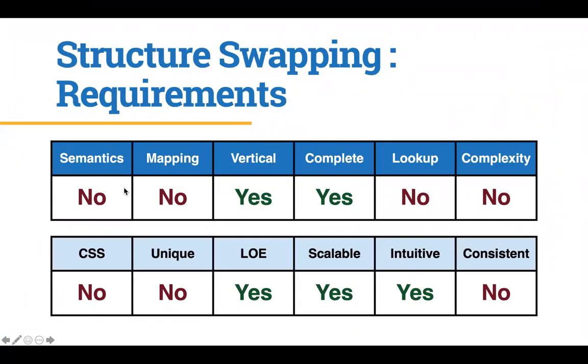So in this case, for this particular example, the semantics requirement is not matched, which means that the mapping requirement isn't matched either. Content is no longer lined up, so it's hard to look up or compare information. And this approach probably wouldn't work for more complex tables. It's not a CSS only solution, duplicates a lot of content, and it's not necessarily consistent across different breakpoints.